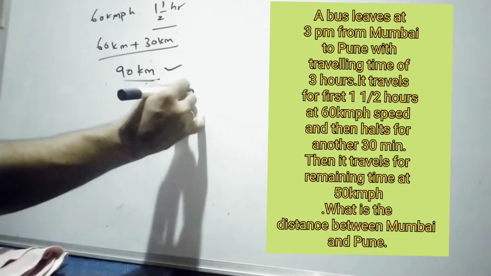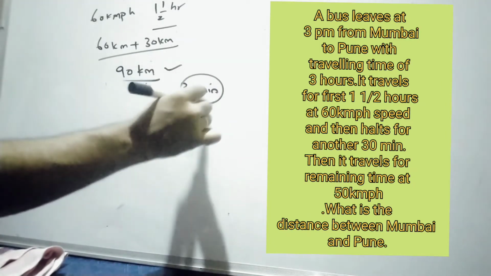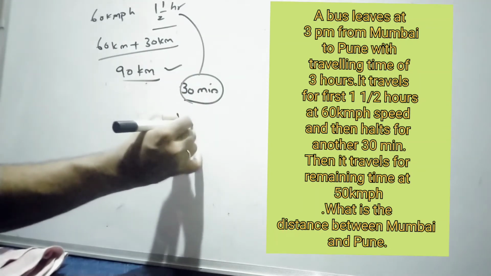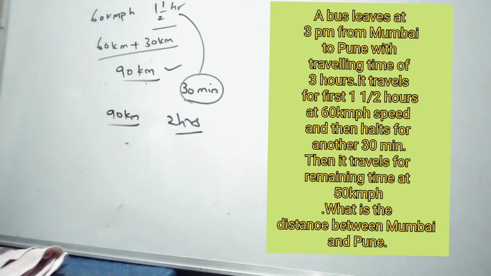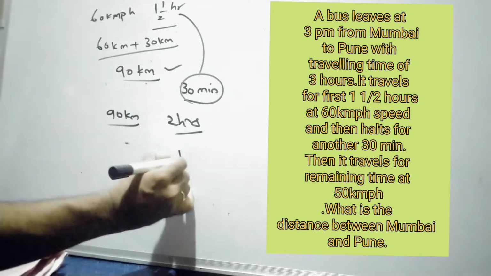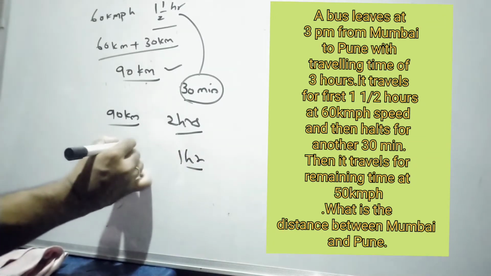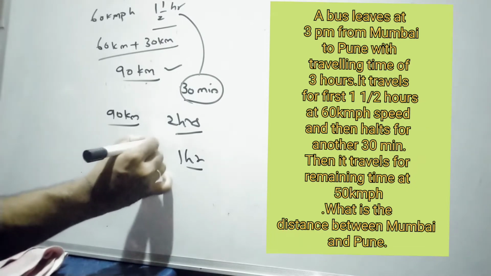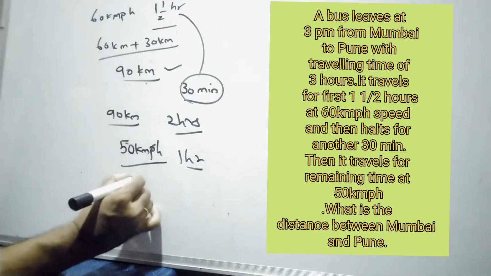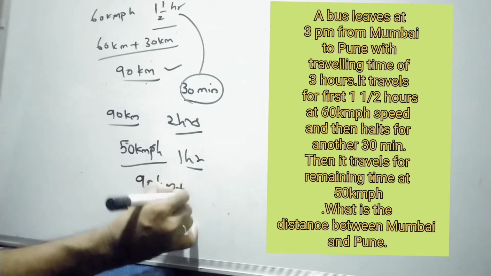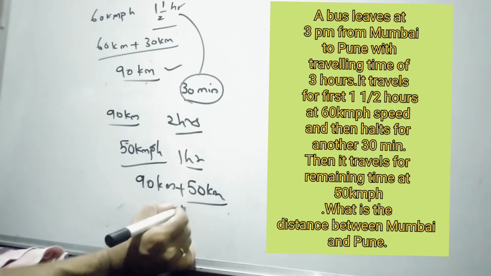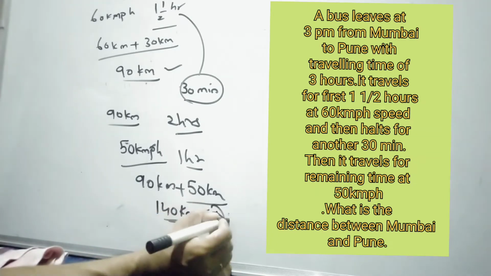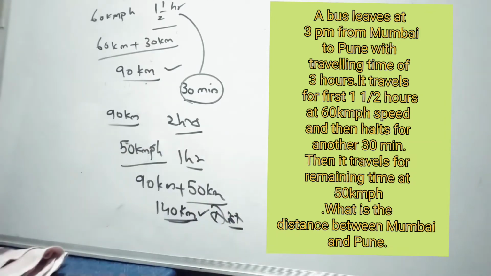Again 30 minutes it will take a halt. So 1.5 hours plus 30 minutes is 2 hours. So 2 hours time completed, 90 kilometers distance it has travelled. Now total time is 3 p.m. to 6 p.m., that is 3 hours. 1 more hour is there. In 1 hour speed is 50 kilometers per hour. In 1 hour it travels 50 kilometers. That is 90 kilometers already covered in 2 hours plus 50 kilometers. 90 plus 50, 140 kilometers is the distance covered by the bus.